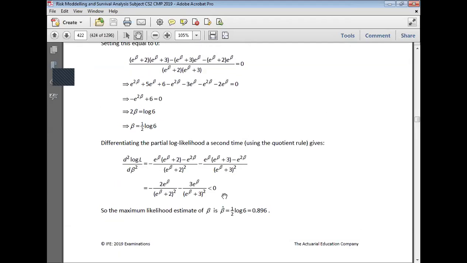And again, to determine whether this was indeed the maximum or not, you can just differentiate this again with respect to beta. Because we know that beta is not a vector, it is just one particular parameter that we are looking at for this case. I hope this makes sense. If you do this, you prove that yes, it is indeed less than 0, so indeed we are maximizing, not minimizing. So this beta hat estimate is nothing but 1 by 2 log of C, which is 0.896. Any doubts so far?